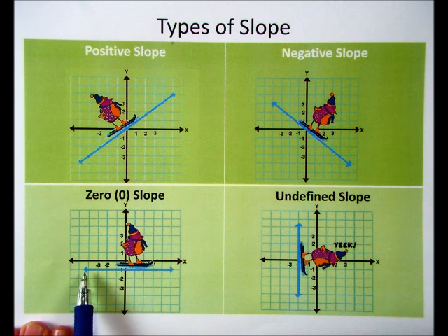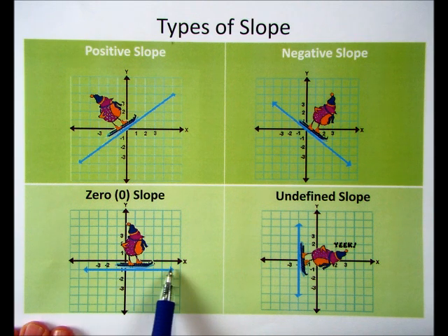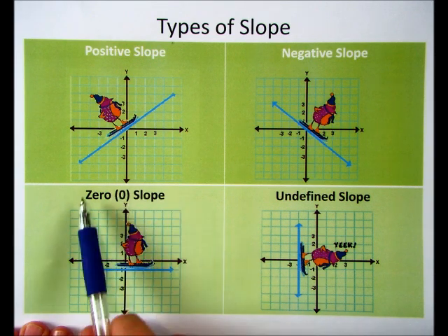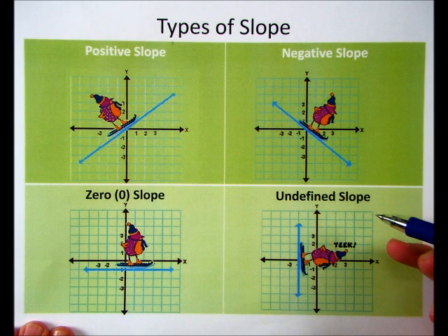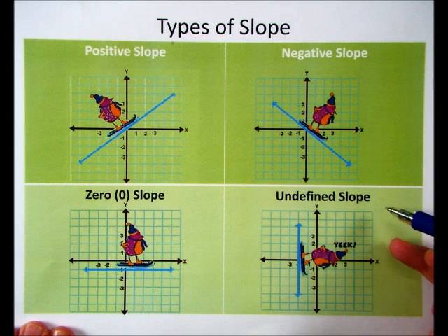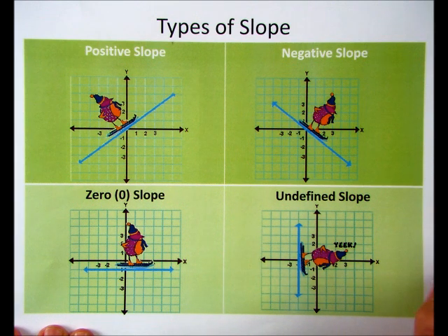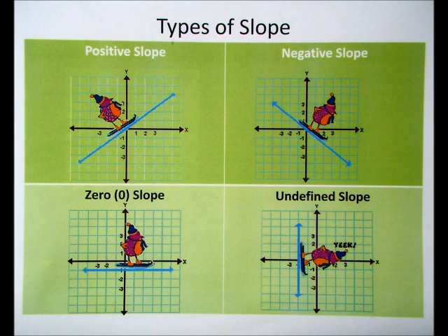If there's really no slope at all, if it just goes straight over and goes neither up nor down, then it is a zero slope. Here's the one that could potentially throw you, so pay attention to this. Lines that go up and down but do not go left and right at all have an undefined slope. Undefined slope. And we're going to do some problems and show you this.